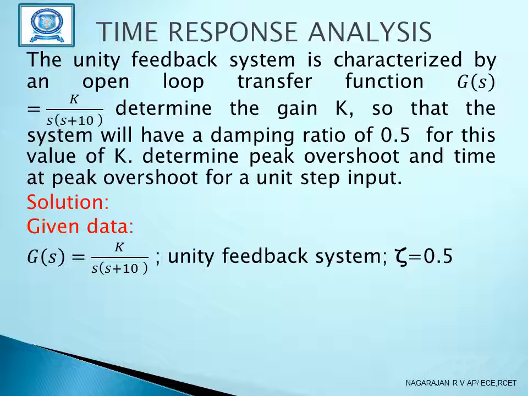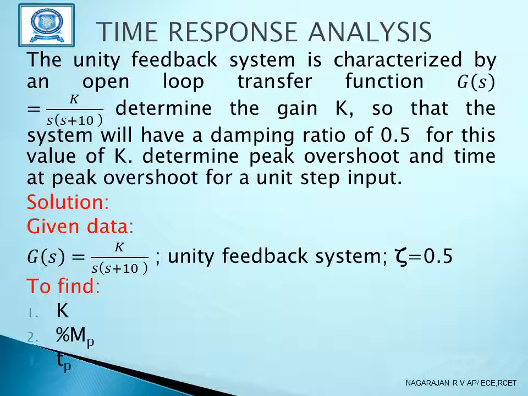Next, what we need to find from this problem: they are asking to determine the gain value at the damping ratio of 0.5. So the first part is to find K. We need to find the K value at which the damping ratio is 0.5, and next the percentage of peak overshoot, and next the peak time, that is the time at peak overshoot.